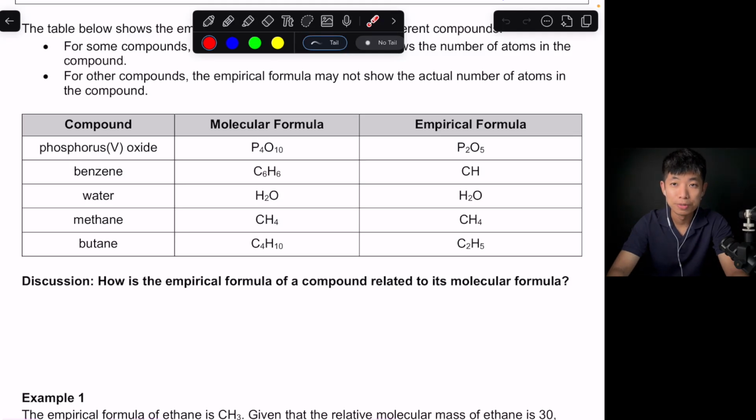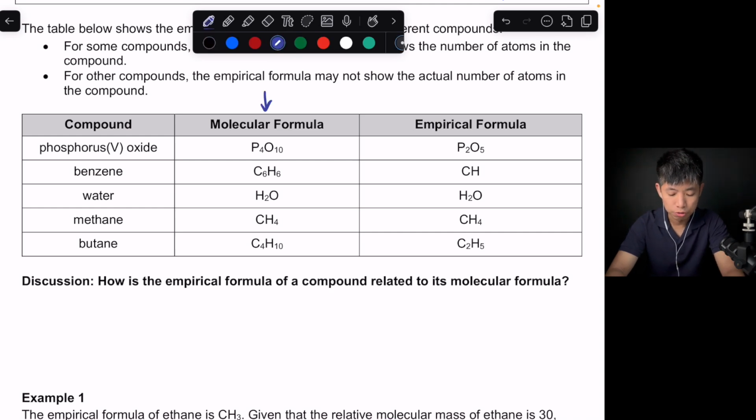Hi everyone, in this video we'll be looking at empirical and molecular formula. Let me draw your attention to this table. The column on the left shows the molecular formula, while the column on the right shows the empirical formula. Do you notice how they are related?